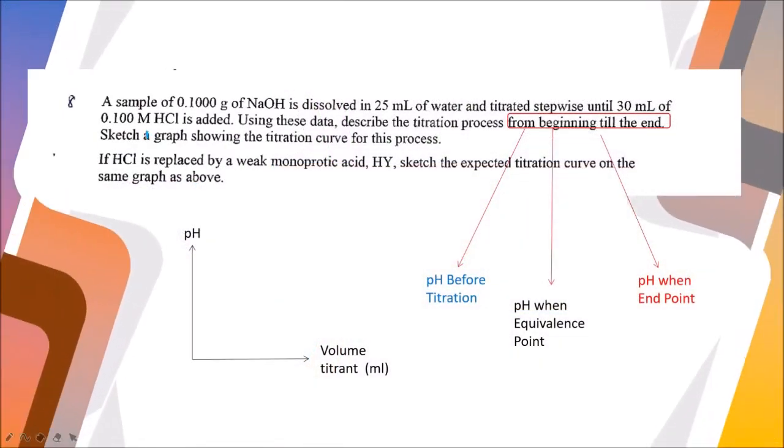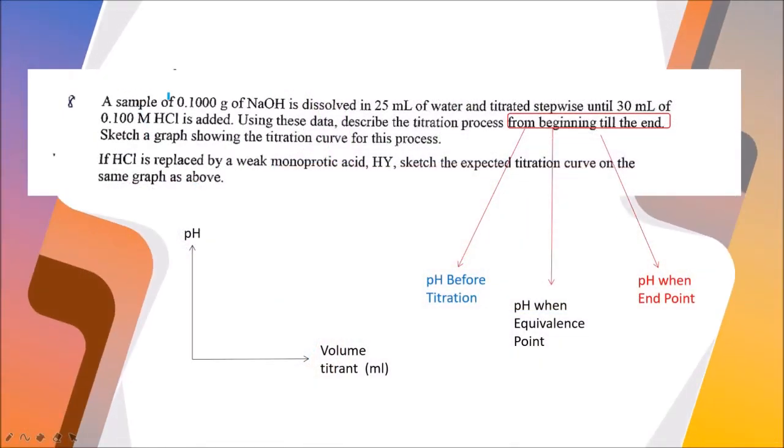First, we need to analyze the question. The question gives a sample of 0.1 g of NaOH, this is the base, dissolved in 25 ml of water, so this is the volume of the base, and titrated stepwise until 30 ml of 0.1 M HCl. That means this is the acid volume, and this is the molarity of the acid, and this is the acid used.